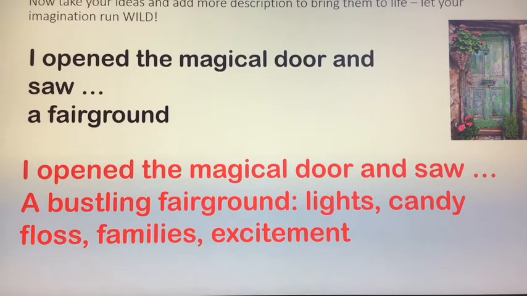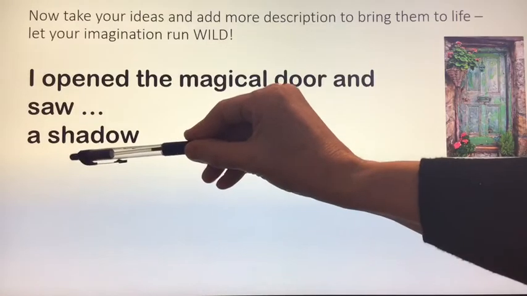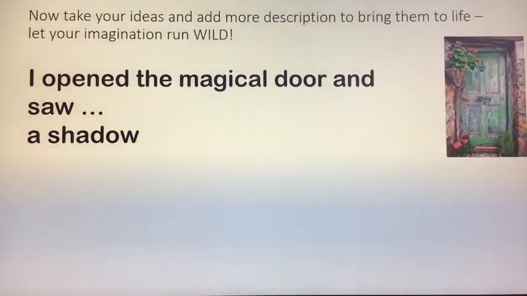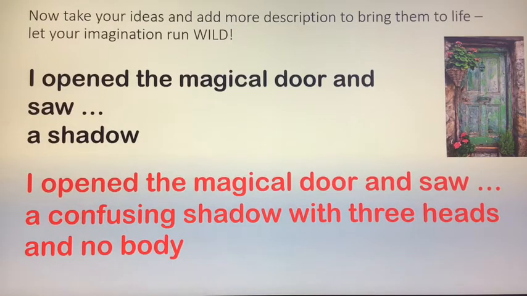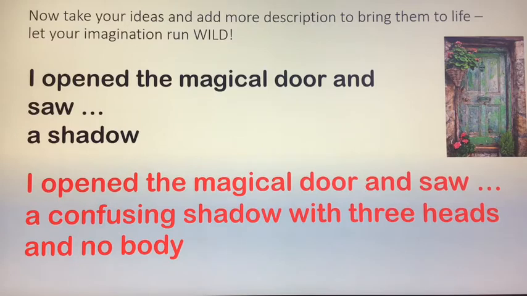In my next example, I opened the magical door and saw a shadow. So once again, I want to add an adjective before the word shadow and some other sort of description. So I opened the magical door and saw a confusing shadow with 3 heads and no body. Already, the reader or the listener has got a better idea of what that shadow looks like.